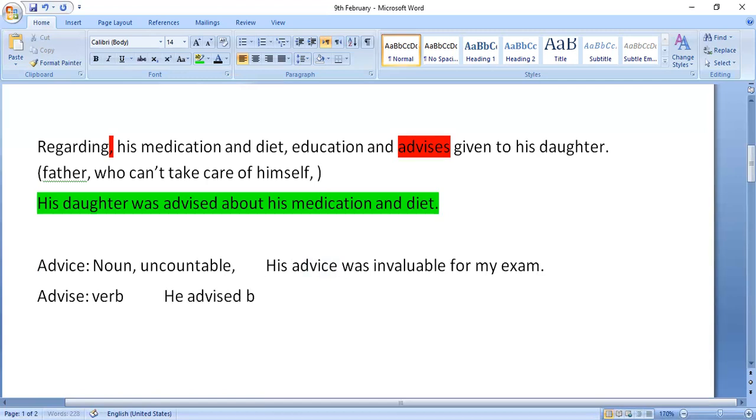He advised me how to pass the exam. Now it is used as a verb. Okay, so now it is a verb and here it is a noun. So be careful. Advice, and we don't use advices as plural. Okay, so advice is uncountable, we cannot make it advices. So be careful about these mistakes.